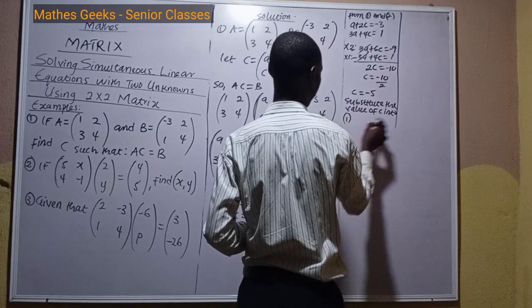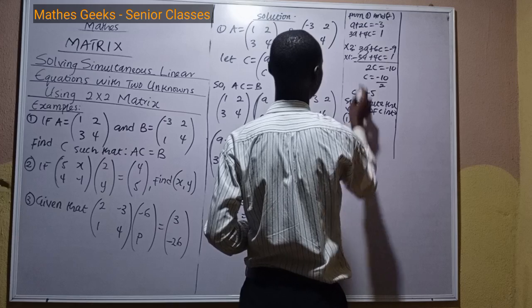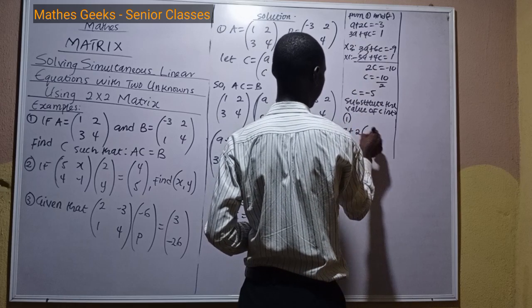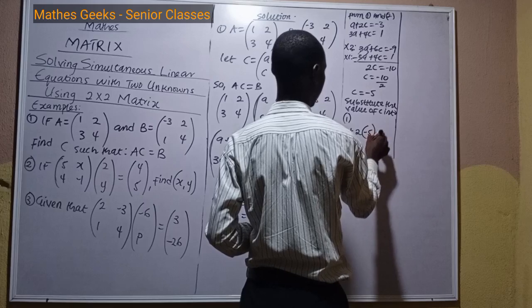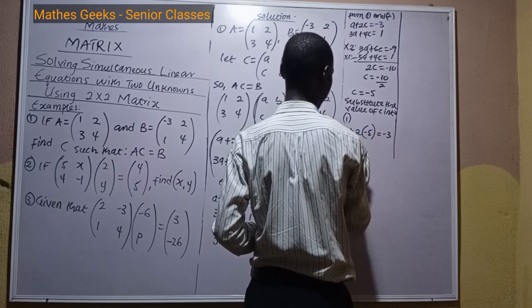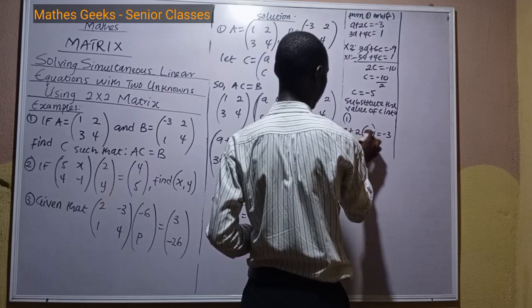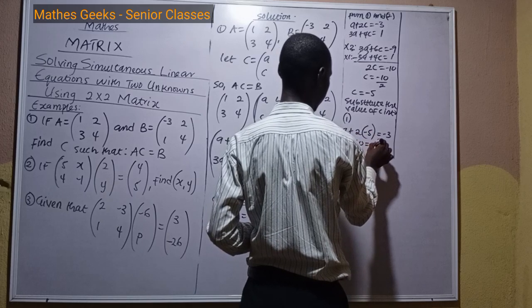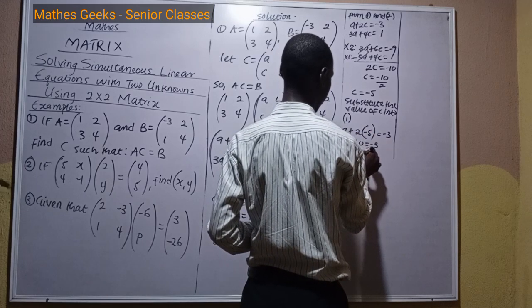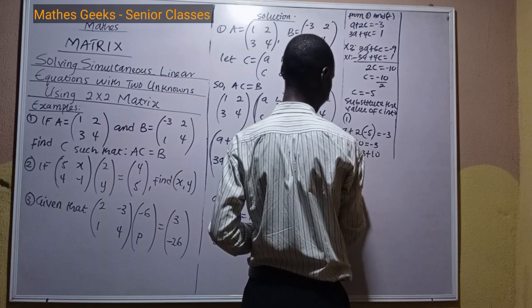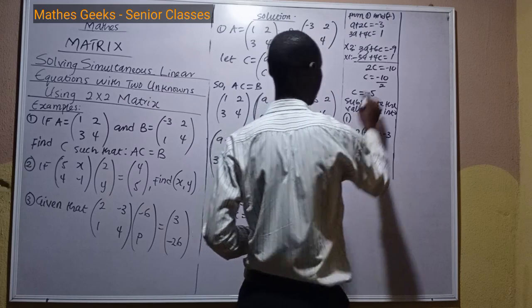So into equation 1, this will give me a plus 2 times c, where c is minus 5, equals minus 3. So a plus 2 times minus 5, which is minus 10, equals minus 3. a is equal to minus 3 plus 10, and a is equal to 7. So let's come to this side.